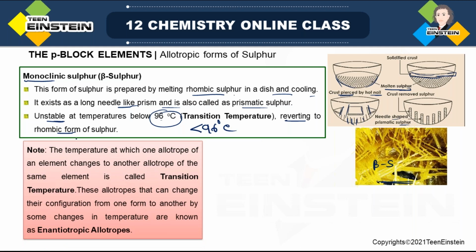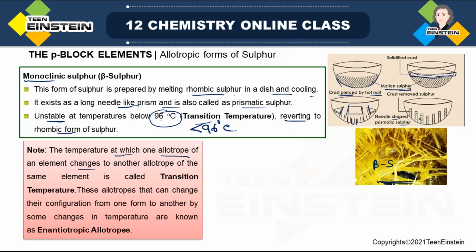Now we will see some more information regarding transition temperature, because this is a general term, it is not just for sulfur. You can see the use of this term in other places. So what is in general the definition of transition temperature? The temperature at which one allotrope of an element changes to another allotrope of the same element. That temperature is called transition temperature.